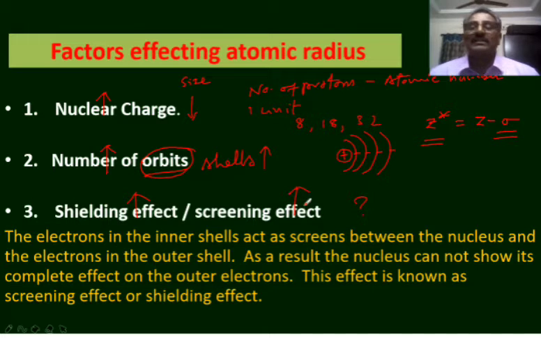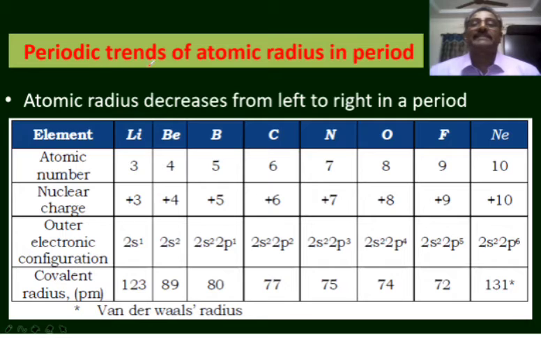The total radius of the atom or the size of the atom depends upon the combined effect of these three, that is nuclear charge, number of inner shells, and screening effect. Next, let us go to the periodic trends of atomic radius in a period. How do the atomic radii vary in a period in the periodic table? Atomic radius decreases from left to right in a period. When we move from left to right in a period, the atomic radius gradually decreases.